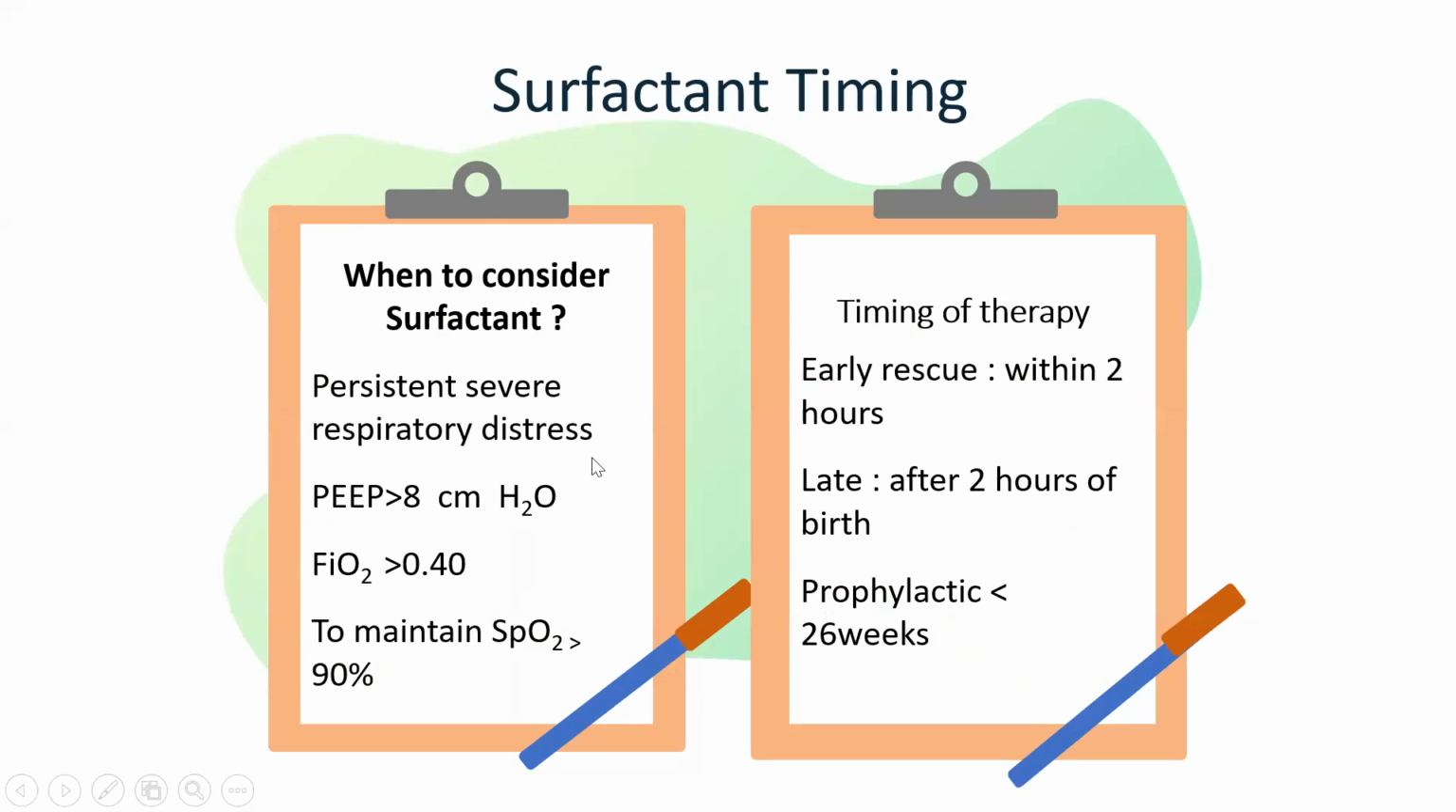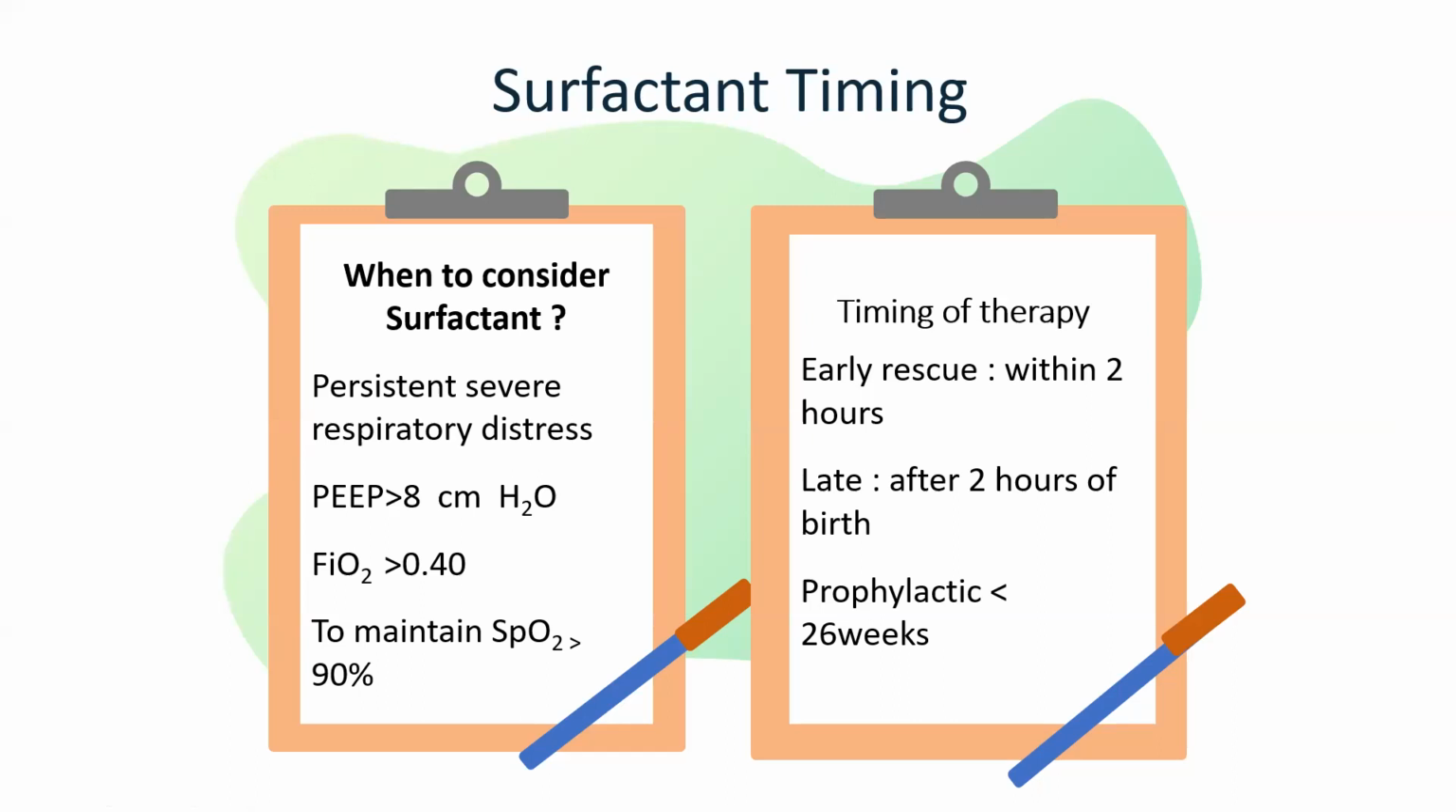So when we have to consider the surfactant: when there is a persistent severe respiratory distress, and on the CPAP your PEEP is more than 8 and FiO2 is around 35 to 40%, and on that FiO2 we are not able to maintain our saturations more than 90%. The surfactant could be given early within 2 hours of birth, that is called early rescue, or late, that is after 2 hours of birth, that is called late rescue.